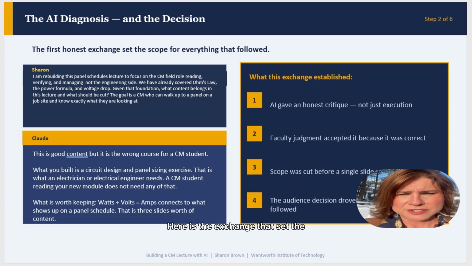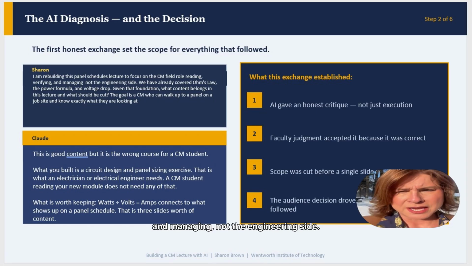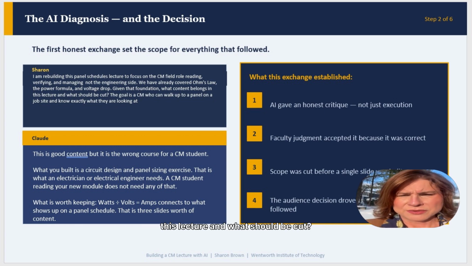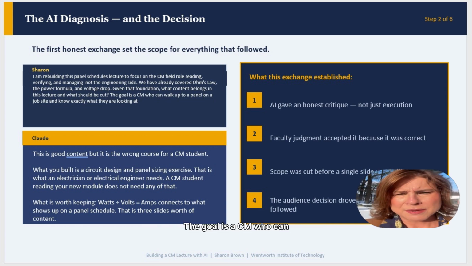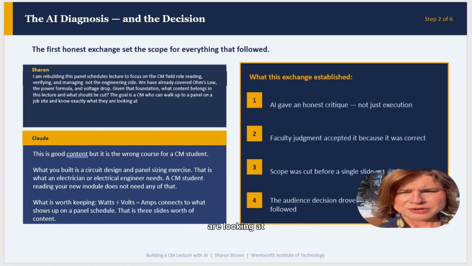Here is the exchange that set the scope for everything that followed. I told the LLM, I am rebuilding this panel schedule lecture to focus on the CM field role of reading, verifying, and managing, not the engineering side. We have already covered Ohm's law, the power formula, and voltage drop. Given that foundation, what content belongs in this lecture, and what should be cut? The goal is a CM who can walk up to a panel on a job site and know exactly what they are looking at.